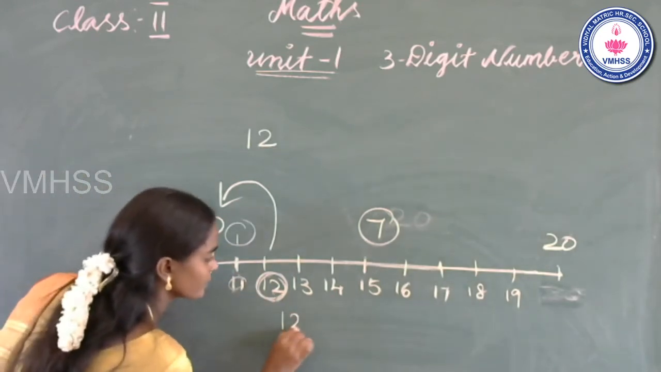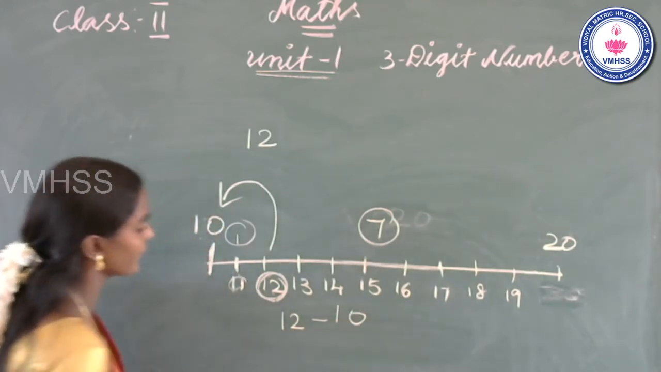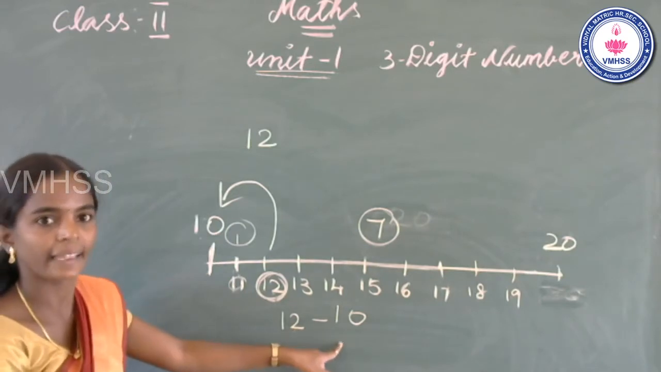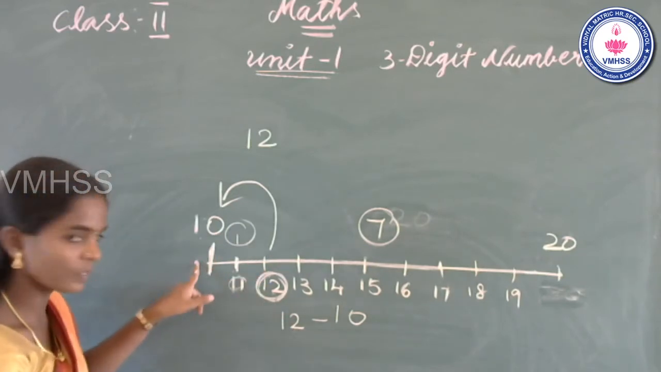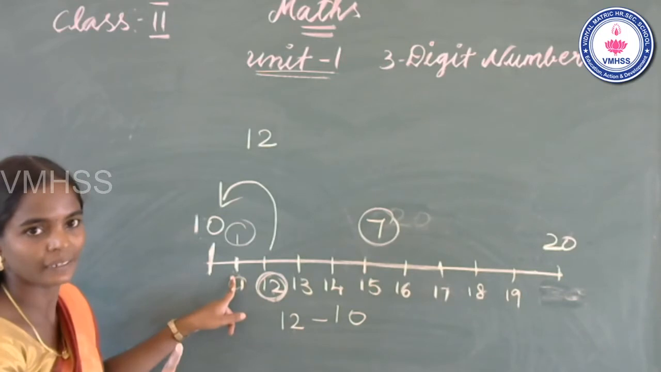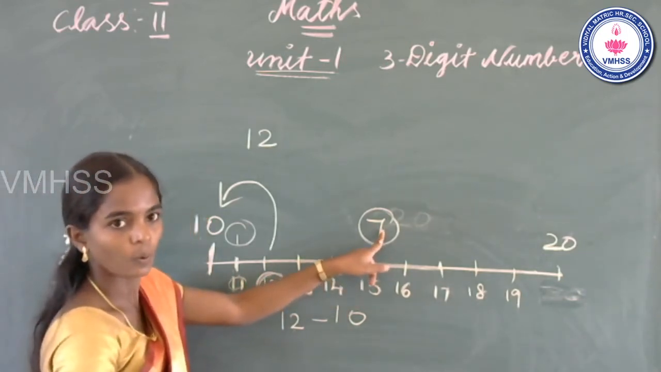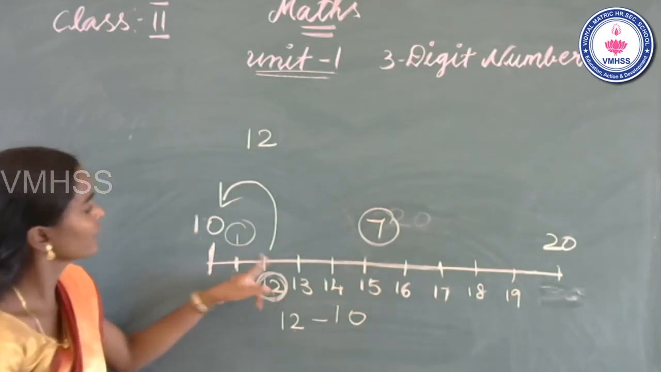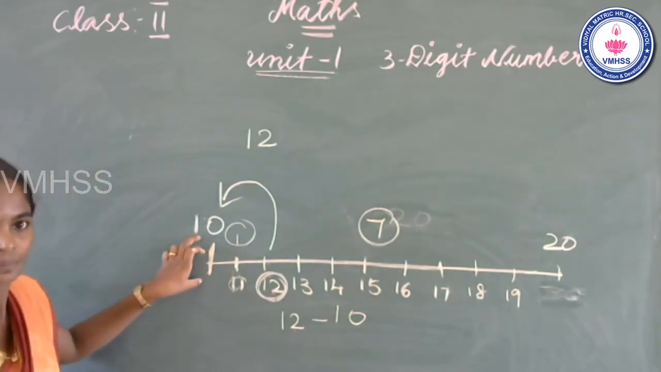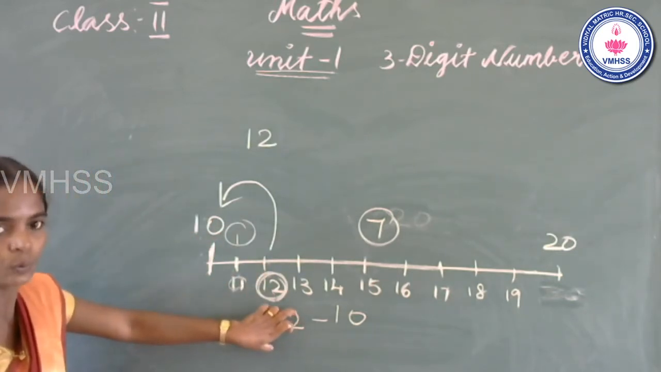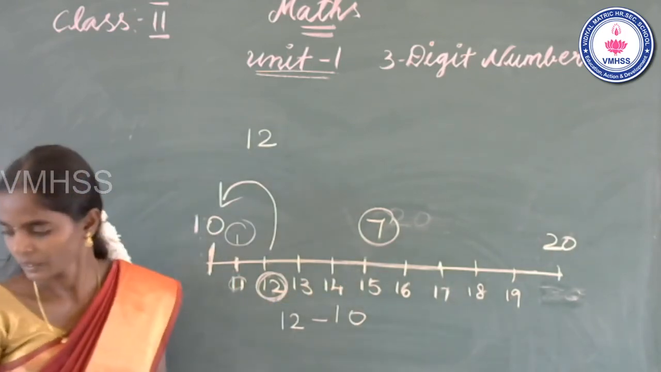Okay children, the nearest 10 of 12 is 10. On the left side, between only one number. On the right side, between 7 numbers. So the closer number is 10. So the nearest 10 of 12 is 10. Next one.